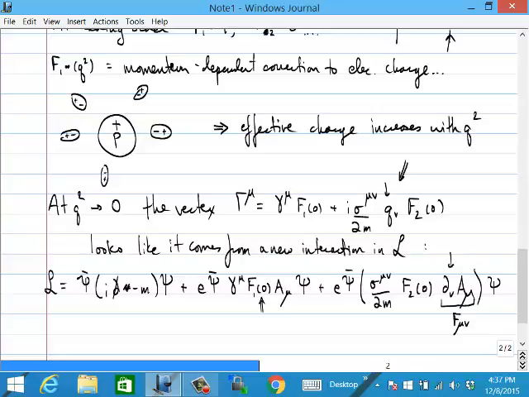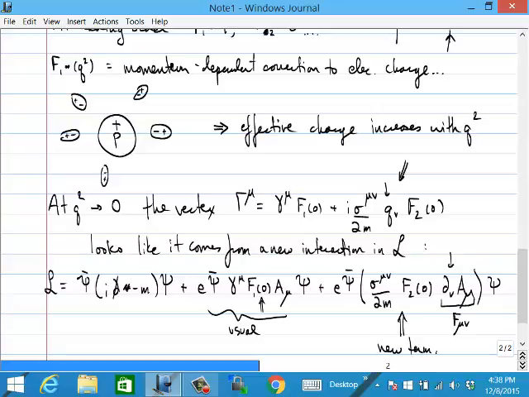So F2, the second form factor, leads to what looks like a new sort of interaction between an electron and a photon. So this term here is familiar. This is the usual term that tells you that an electron has a charge. Okay, it's the Coulomb interaction. But here we have some sort of new term.